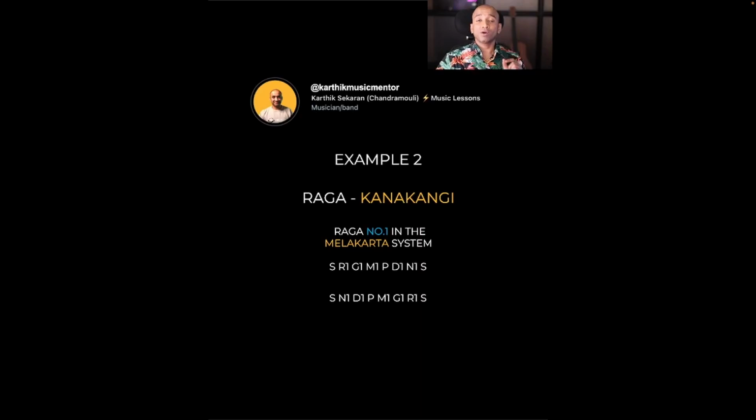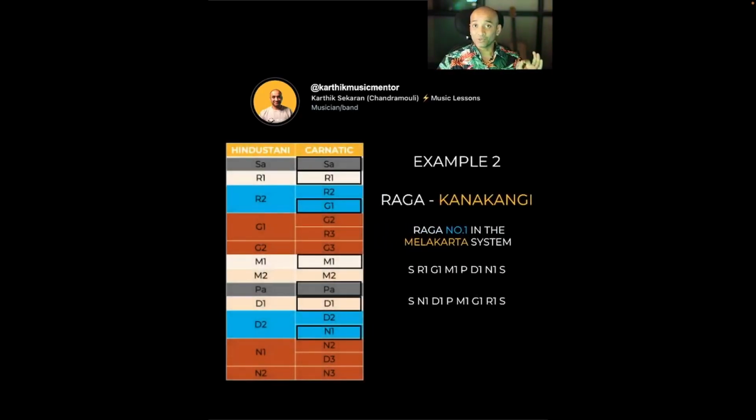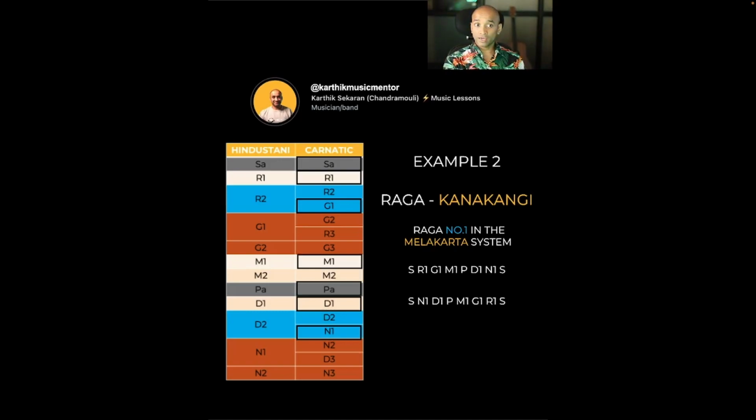But remember, Ga 1 in Carnatic is the same as Re 2 in Hindustani, the Shuddha Re. And similarly, Ni 1 is the same as the Shuddha Dha in Hindustani music. So how would this go? Remember how we sang the Ga 1 with the Gamaka? Let's try and do that. Sa re ga ma pa dha ni sa. Sa ni da pa ma ga re sa.